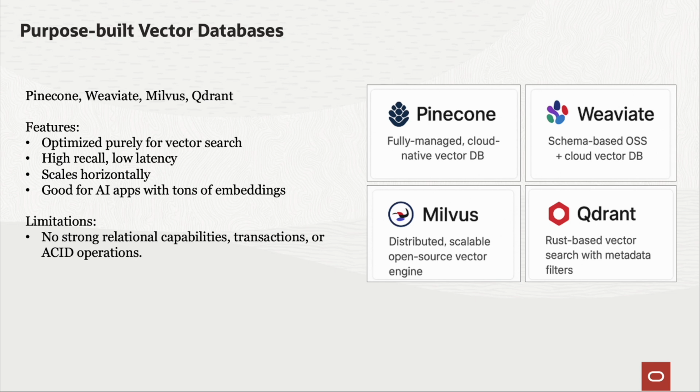Their main strength is focus. They optimize everything for fast similarity search, high recall, and low latency. They scale out easily and work well when an application needs to handle very large numbers of embeddings, especially in AI-heavy workloads. But there are trade-offs though.